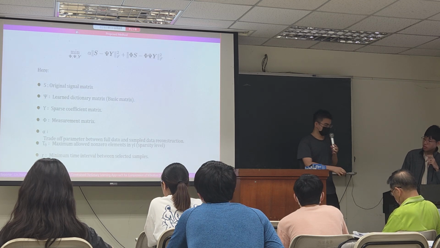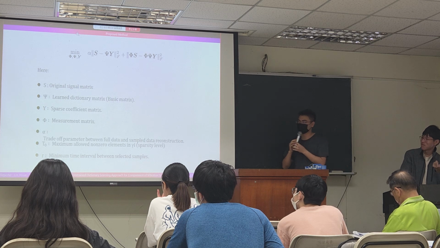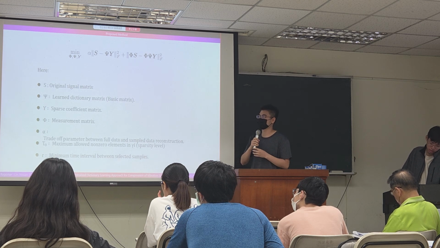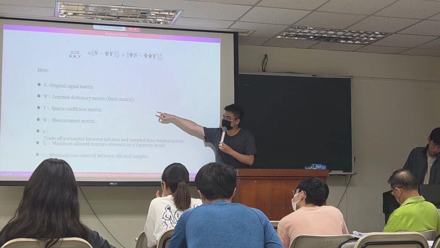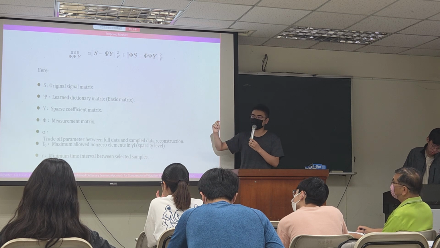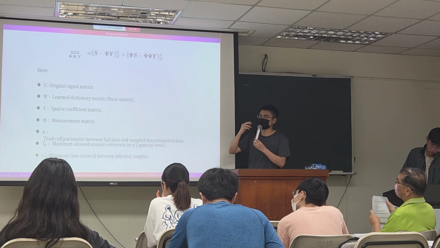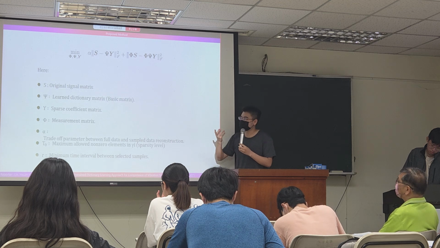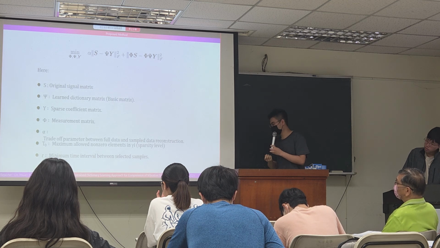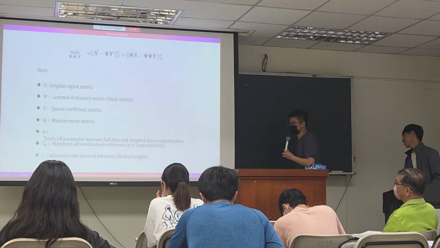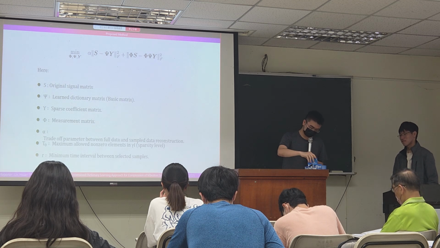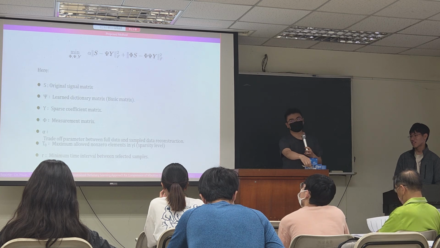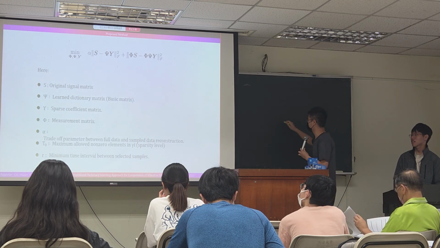The symbols mean the following. S is the original signal matrix. Psi is the dictionary matrix, which can also be called the basis matrix. Y is the sparse coefficient matrix. And gamma is the gamma matrix.